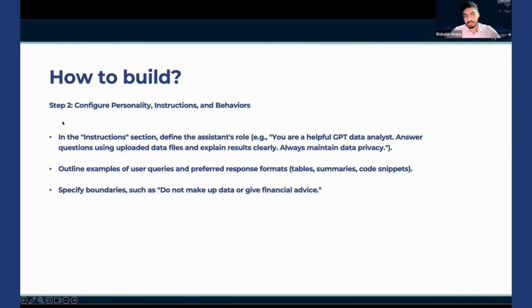And then thirdly, if you see the point, which is specify boundaries. This is where we are configuring the GPT that it should not do certain things. That again depends on our specific use case. It could be, as you can see in the example, do not make up data or give financial advice. So here we are restricting the capabilities of GPT, or we are putting guardrails so that it can follow our instructions very carefully and not do anything that we do not want the bot to specifically do.